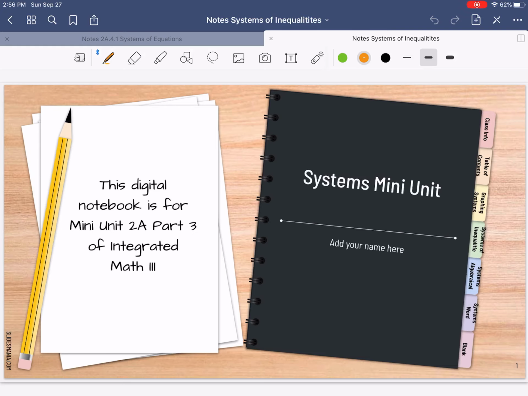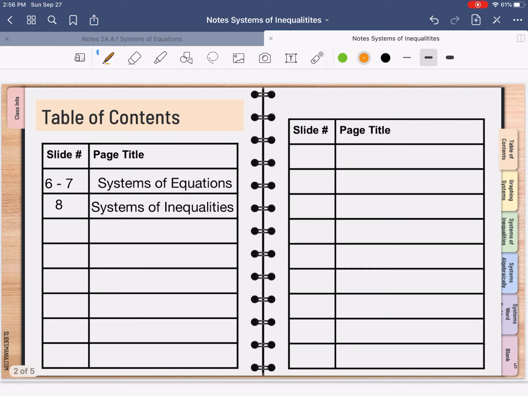Hi guys, these are our notes from Tuesday in our systems mini unit. This one's really important. I always see problems like this on the SAT practice problems and on the SBAC test, so I'm sure there'll be one of these types of problems on either one of those. So in your table of contents on slide 5, you can fill out slide 8 today is system of inequalities.